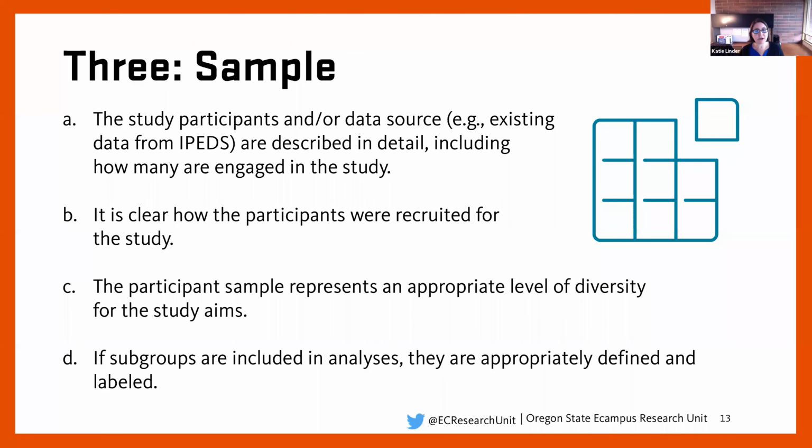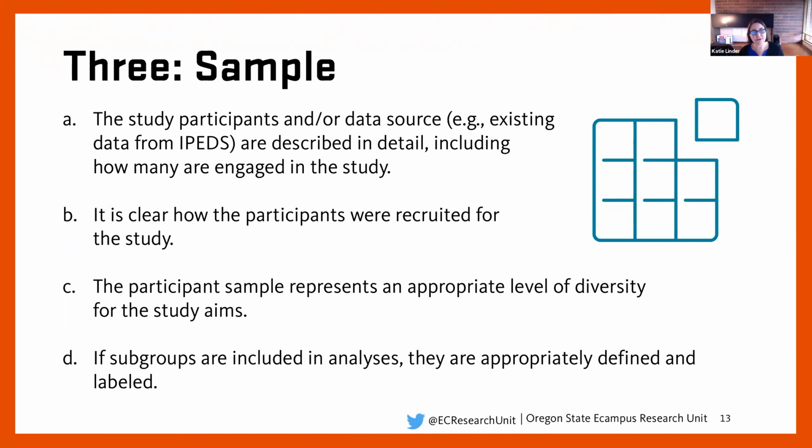In letter C, we talk about the participant sample representing an appropriate level of diversity for the study. This is important for us to know, again, as readers. Is this an appropriate sample? For example, as I mentioned, if we had a study that looked at undergraduate students and we ended up with a sample that had all seniors in it, is that an appropriate level of diversity? Do we want to see different levels of class standing in our sample? It's important for the reader to understand that piece.